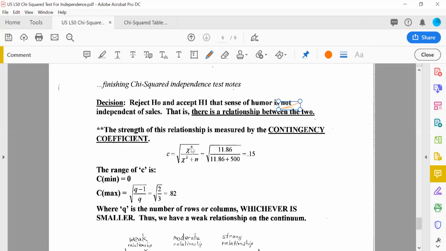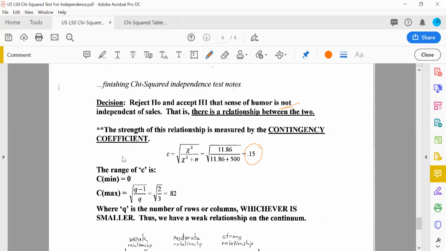You take the chi-square value that you calculated, divide by chi-square plus n, square root the whole thing. Again, I even rounded poorly here. It should have been 11.787. I wrote 11.86. So sue me. You get the point. And the contingency coefficient is 0.15. Big whoop-de-doo. What does that represent?